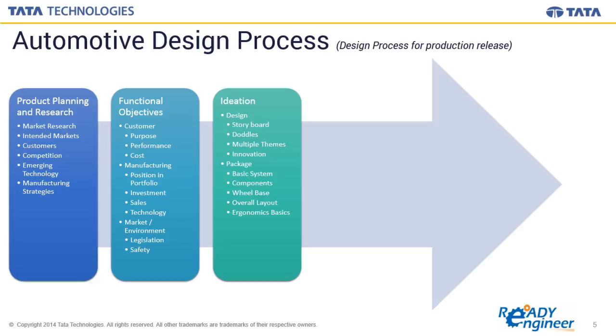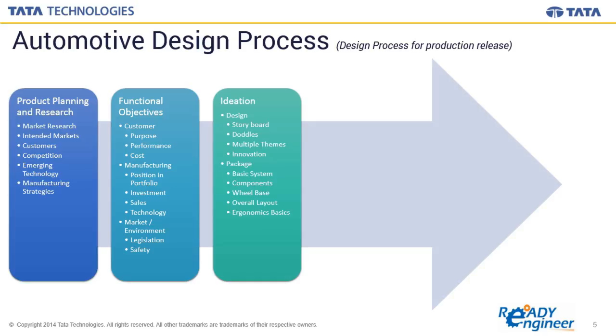Now, definitely, if we have a clear idea from project, product planning and functional objectives what car we are looking at, suppose, for example, we are looking at a small car, definitely we will be focusing on the range of engines that is suitable for a small car. So these are the packaging considerations or the ideations they start looking into.